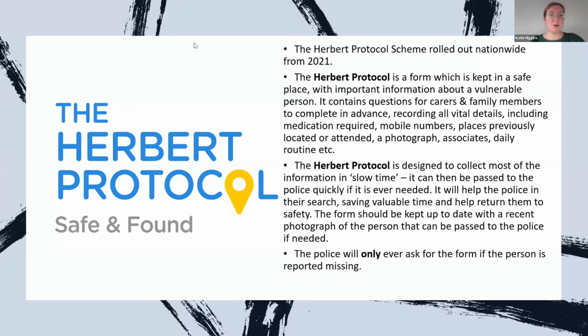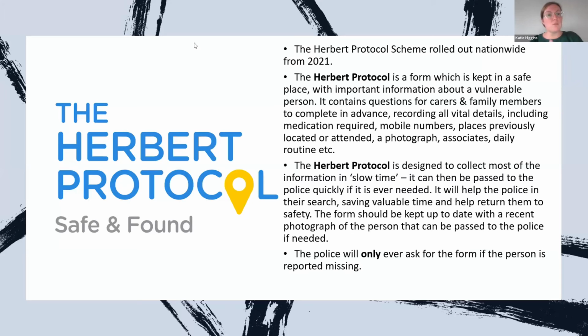Now, there was a project rolled out nationwide from 2021. It's something called the Herbert Protocol. So I thought this was quite a useful thing that you can add into your day-to-day practice. The Herbert Protocol is a form which is kept in a safe place, and it contains important information about a vulnerable person. So it's giving the carers or the family access to this protocol. They can fill it in, they can keep it in the house, and if the person with Alzheimer's or dementia were to go missing, it's vital, quick information that the police need, because sometimes in those situations, family members struggle to recall things on the spot. They're in an element of panic.